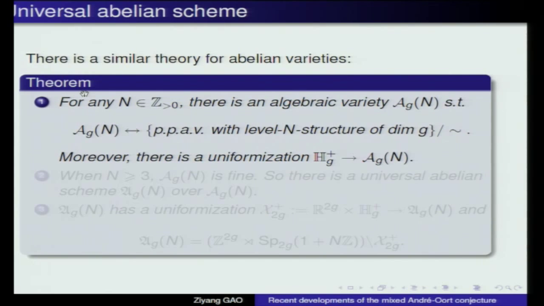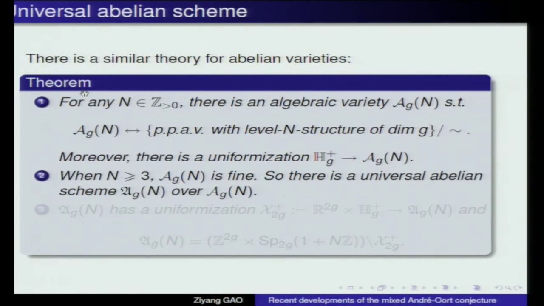And for the higher dimensional case, there is also a parallel theory for a universal abelian scheme. For any positive integer n, there is an algebraic variety we call A_{g,n}, such that this algebraic variety is the moduli space of principally polarized abelian varieties with level n structure of dimension g. Moreover, there is a uniformization from the Siegel upper half space to A_{g,n} for any n. Also, when n is large enough, here n is larger or equal to 3, this moduli space is fine.